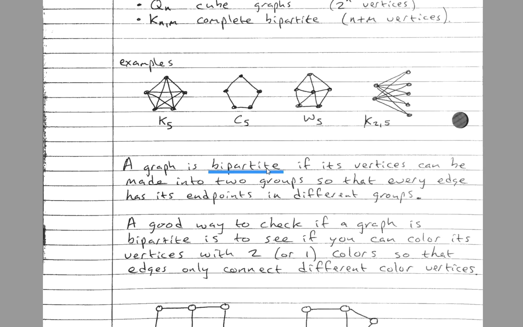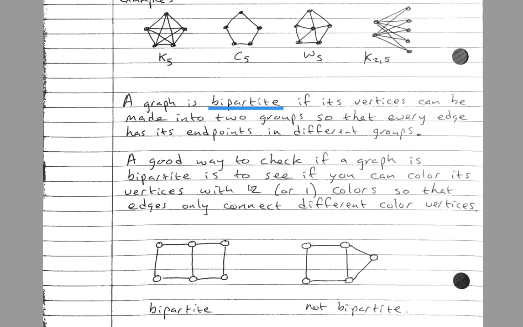So in general, a graph is bipartite if its vertices can be made into 2 groups so that every edge has its endpoints in each of the 2 groups. A good way to check if a graph is bipartite is to see if you can color its vertices using at most 2 colors. And you want to color it so that edges only connect vertices of different colors. Yeah, we'll look at coloring more, but just coloring with 2 colors.